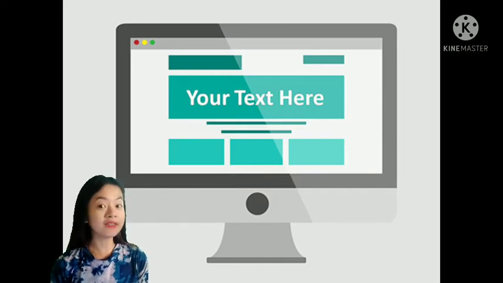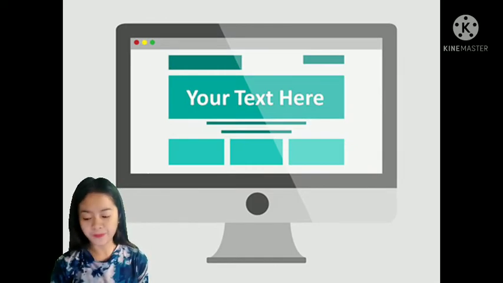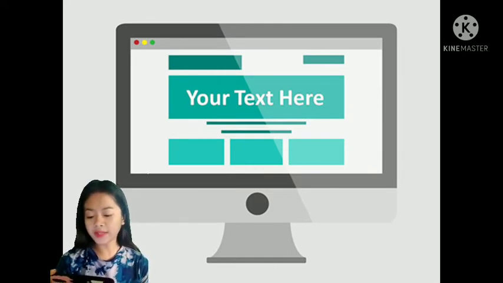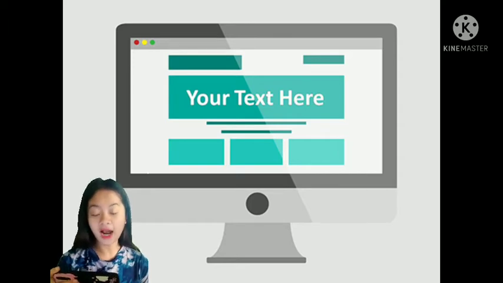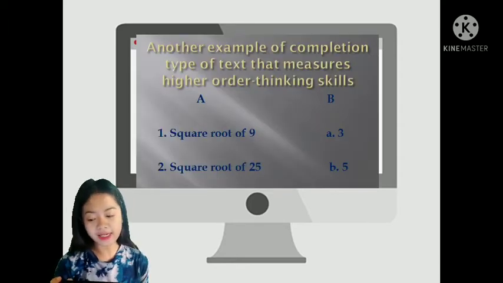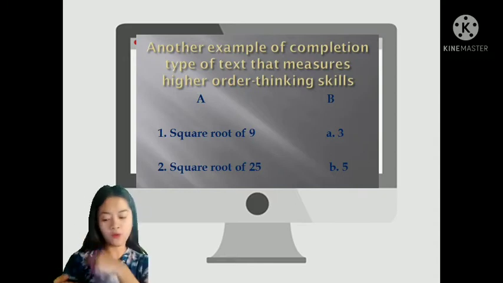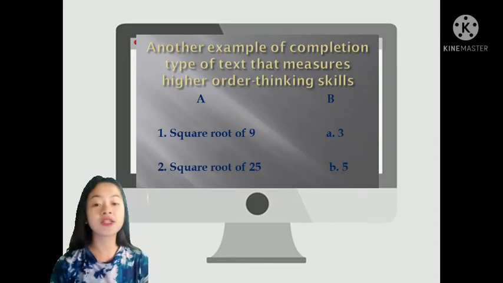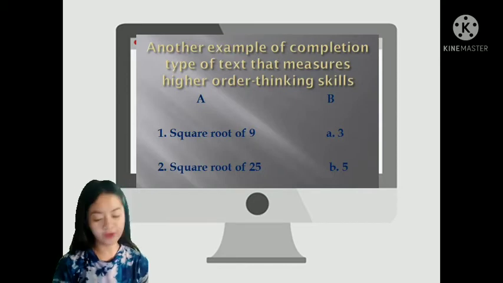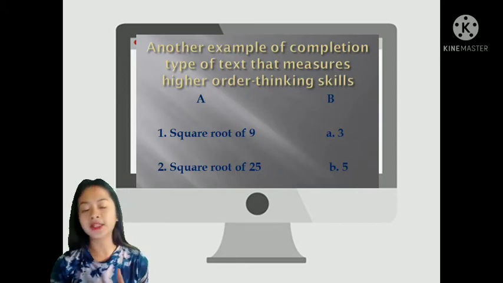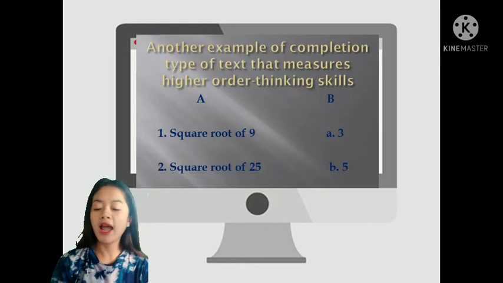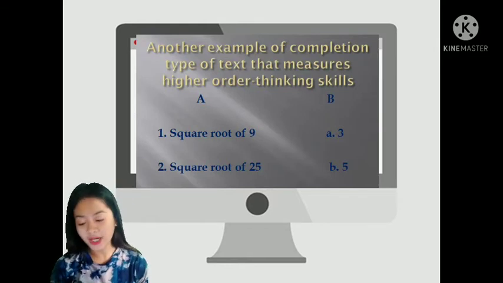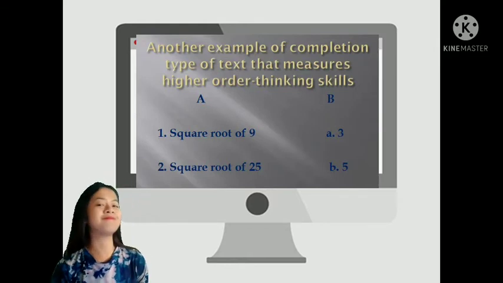Now, let's move on to another type of example. Another example of a completion type of test that measures higher order thinking skills is given below. First example is square root of 9. We all know that the square root of 9 is 3. Second example is the square root of 25. And we all know that the square root of 25 is 5.